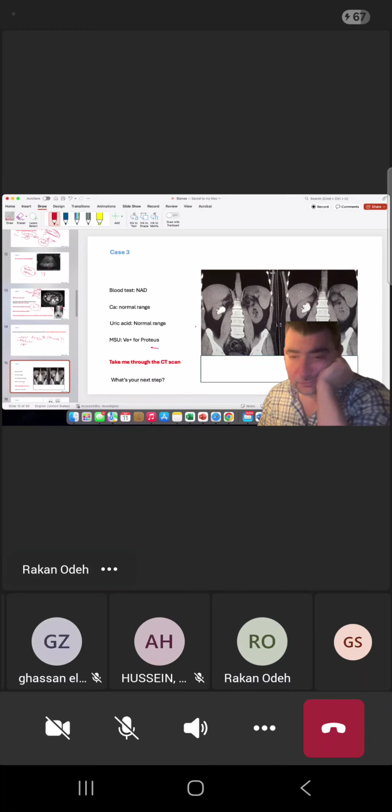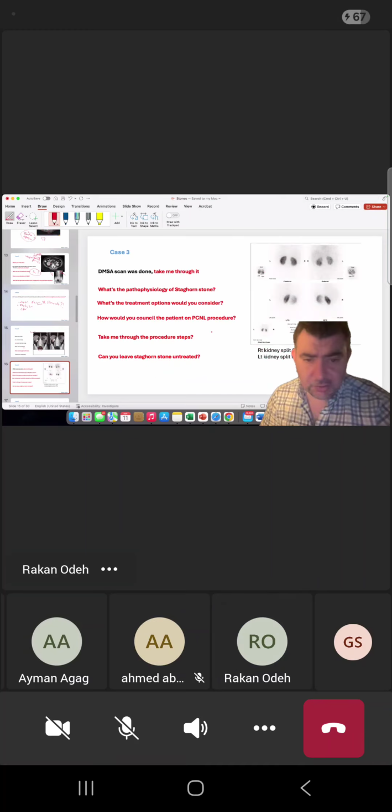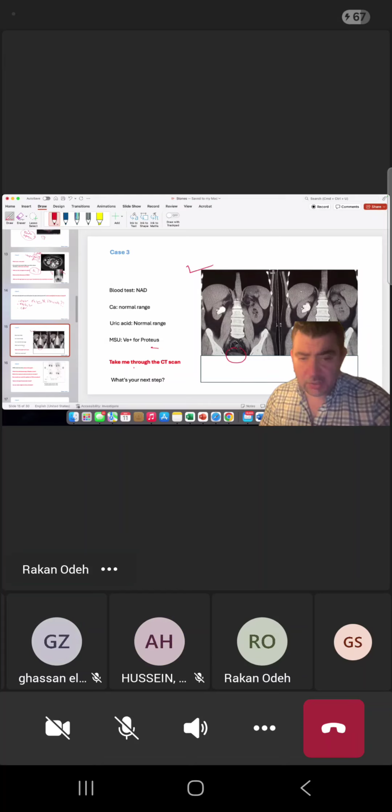All right, so that's a coronal section of a CT KUB showing a right-sided staghorn stone occupying most of the calyces, with an apparently normal-looking contralateral kidney. Okay, anything else you want to comment on? I would like to see the film down to the bladder, to be honest. Okay, very good. Bladder is normal.